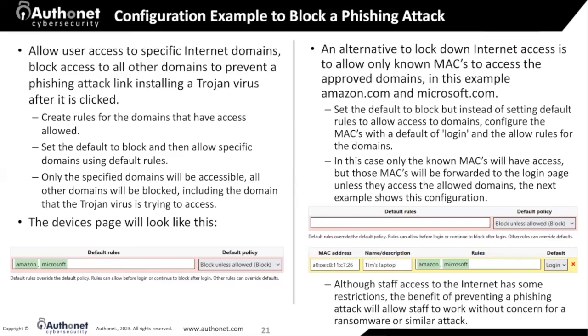Here's an example of the Authonet configuration to block a phishing attack. We create access rules for the websites that we want to access. And then on the device list, we can add the rules, and we block all access unless allowed. And the two rules that we show there, Amazon and Microsoft, allow access to those two websites.